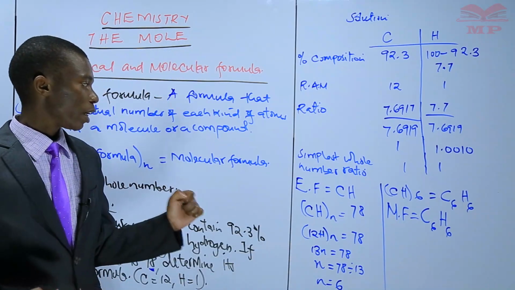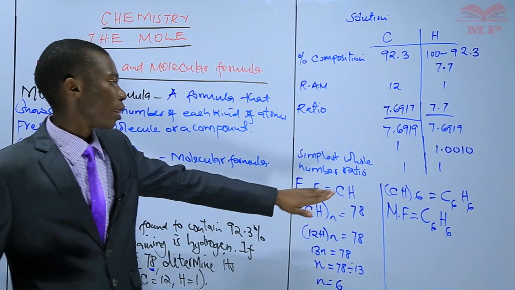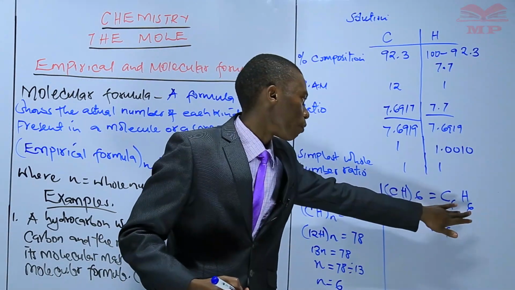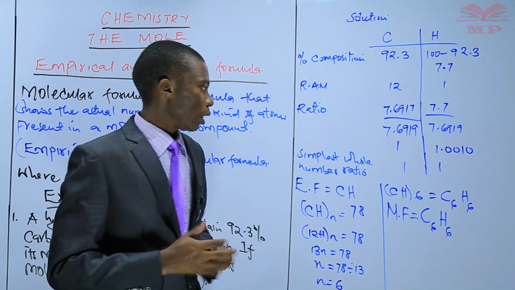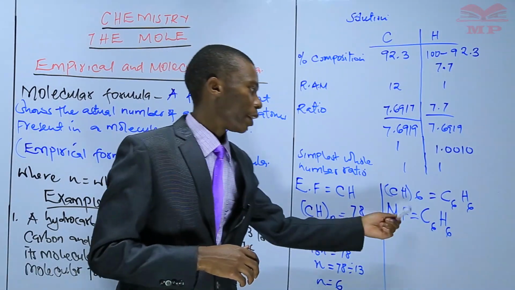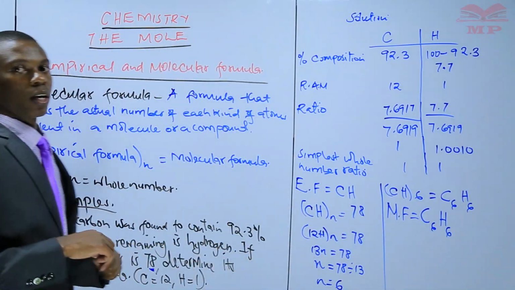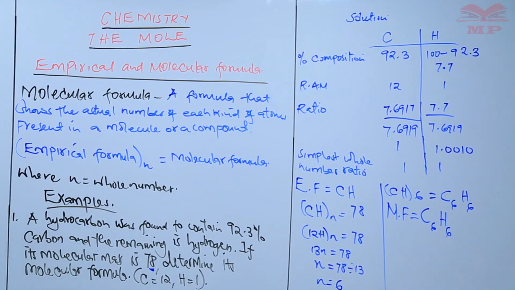Then once you get the value of n as 6, you just substitute here, and this gives you 6 carbon atoms and 6 hydrogen atoms in the molecular formula, and that gives you the molecular formula of that hydrocarbon. I want to give you the second example.